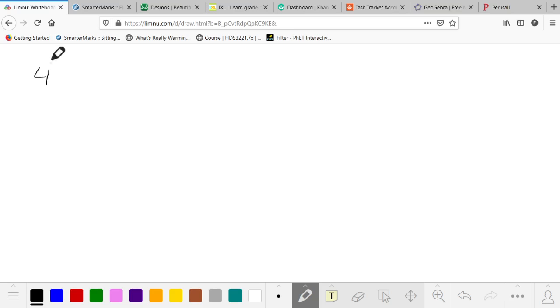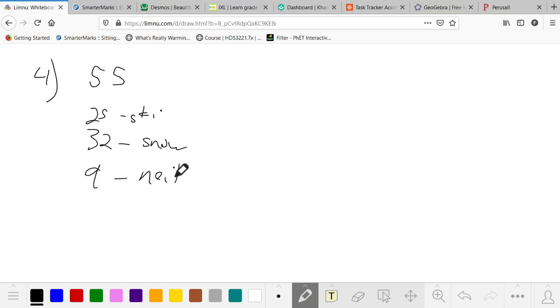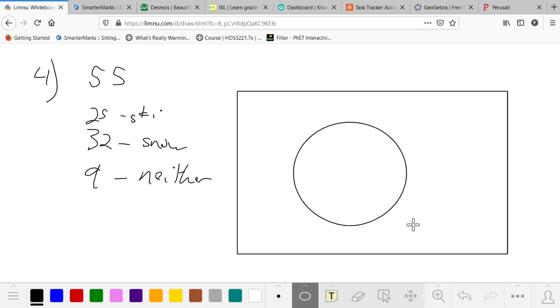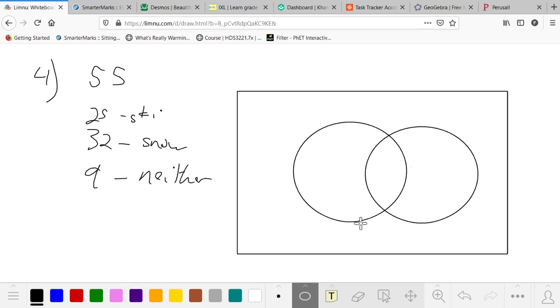So, number 4. There are 55 guests at a ski resort in British Columbia. 25 plan to go skiing, 32 plan to snowboard, and 9 plan to do neither. So, again, I'm going to draw a Venn diagram. So, I'm just going to label it.